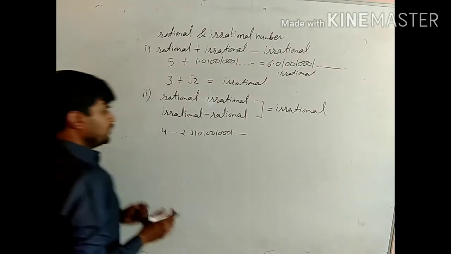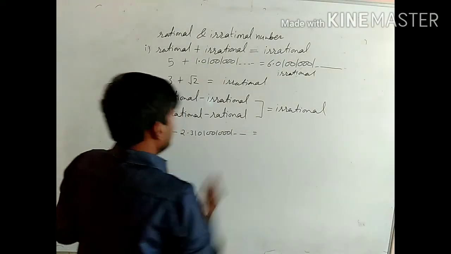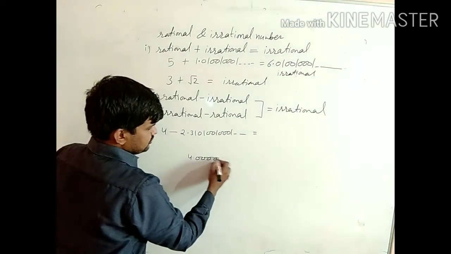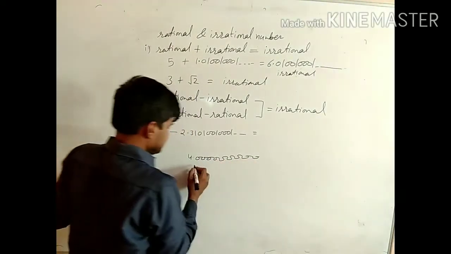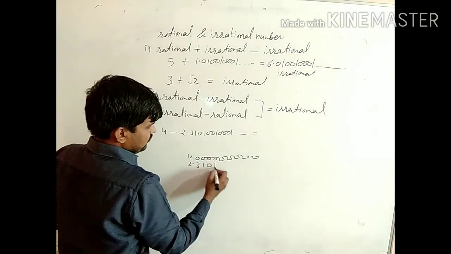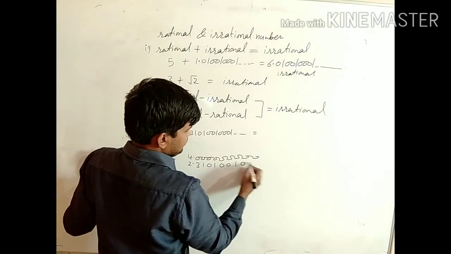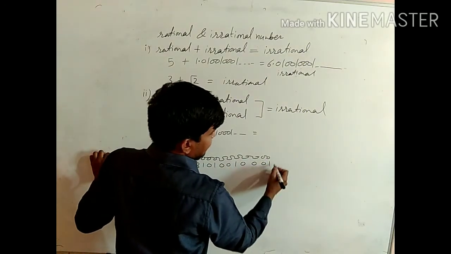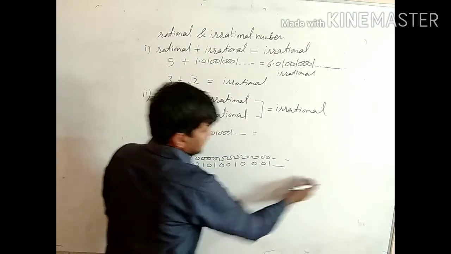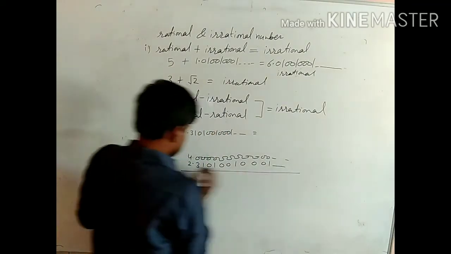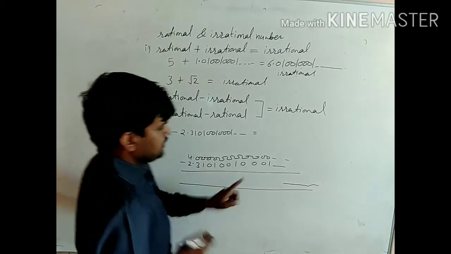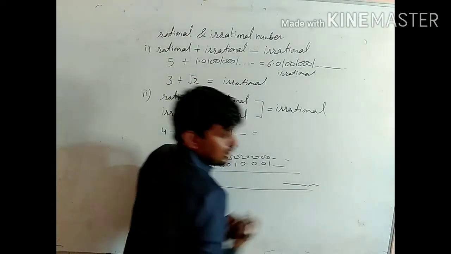2.3101001001 and so on. So if we subtract these values, we write 4.00000000 and so on, minus 2.3101001001 and so on, up to infinity terms. Here we get some results when we subtract these values.